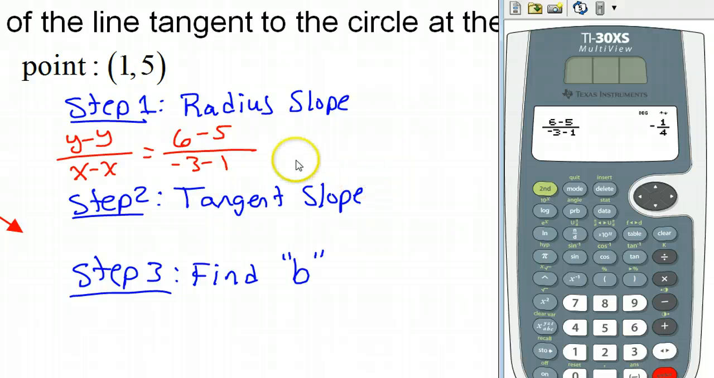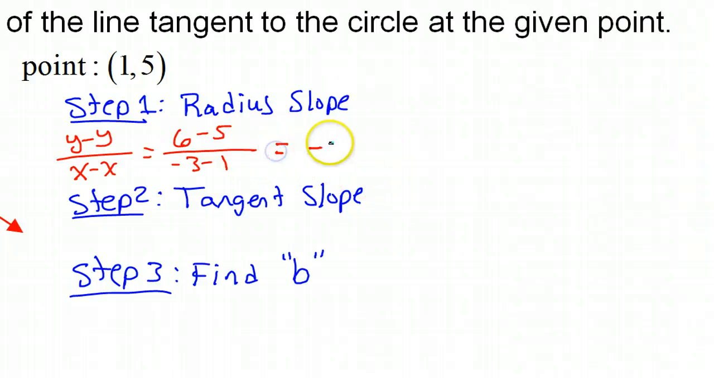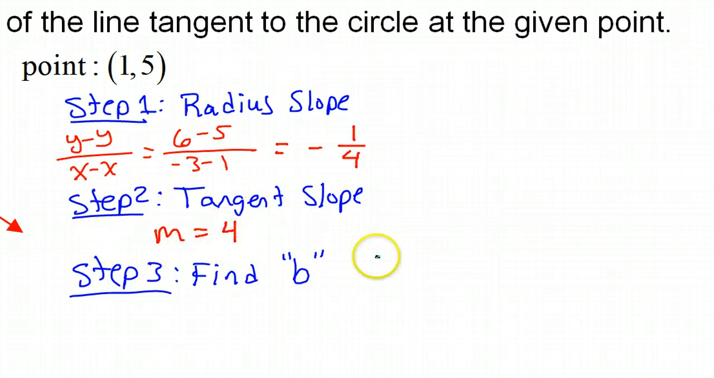That is -1/4. Okay, so that's the slope of the radius. That means the slope of the tangent is going to be opposite and reciprocal. So if this is negative, this will be positive. Alright, 1 over 4 is going to become 4 over 1, which is just 4. So this is the slope of the tangent.